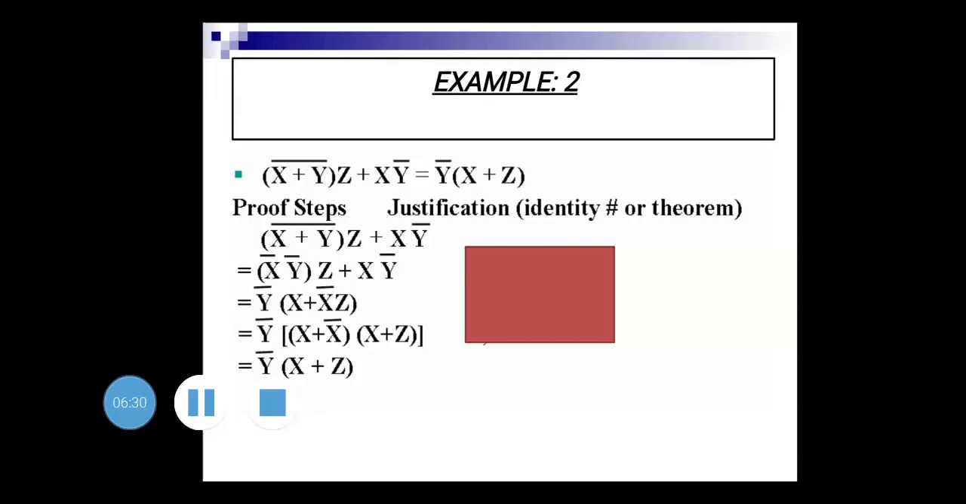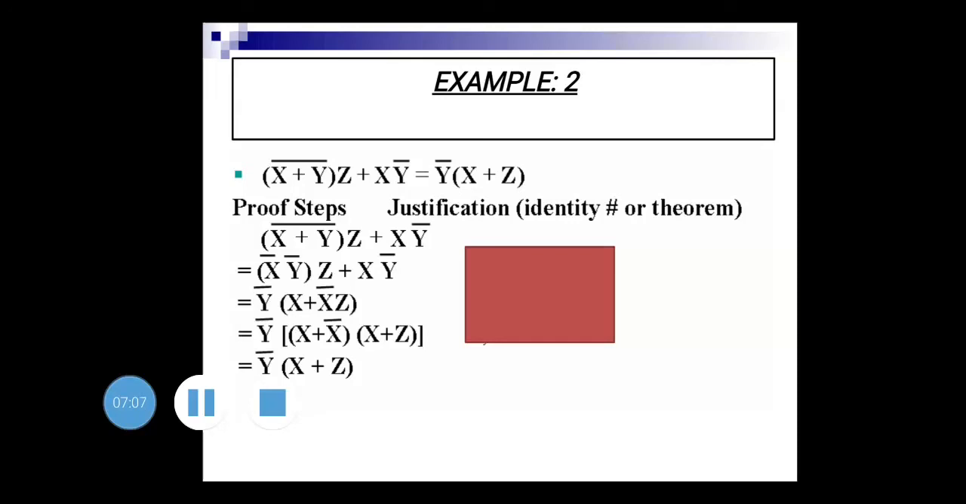So whenever there is a question like this, like x plus y the whole bar, whenever it is like this, then you have to apply De Morgan's theorem only. So here we are going to apply the De Morgan's theorem. We are going to take left hand side, x plus y the whole bar and with z, plus x and with y bar. So after applying De Morgan's theorem to x plus y the whole bar, you get x bar dot y bar and z as it is, plus x y bar.